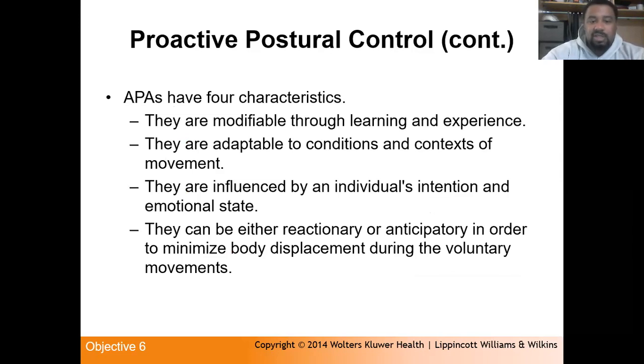APAs have four characteristics. They are modifiable through learning experience. They are adaptable to the conditions and context of movement. They're influenced by an individual's intention and emotional state. It can either be reactionary or anticipatory in order to minimize the body's displacement during voluntary movements. Yeah, self-explanatory.